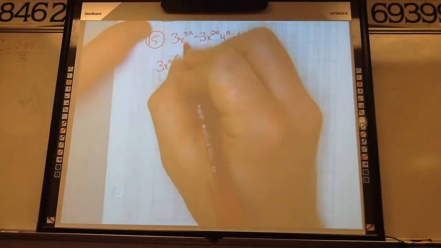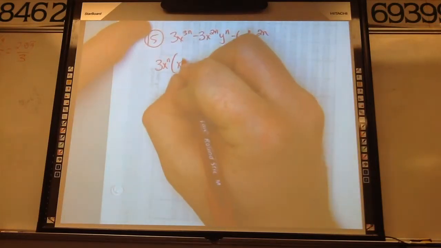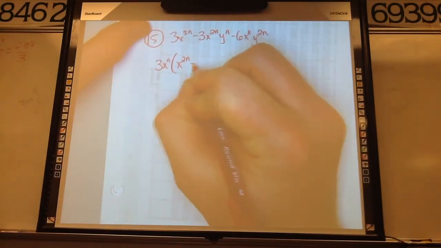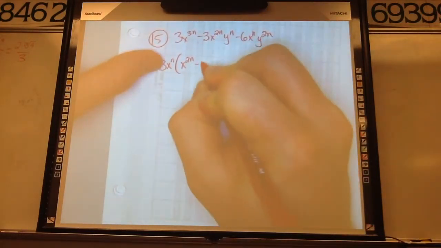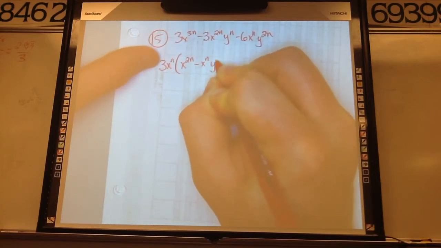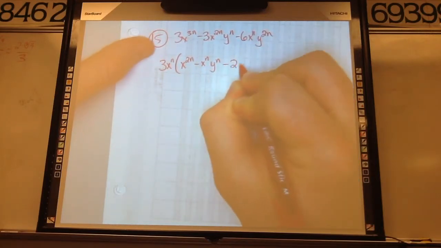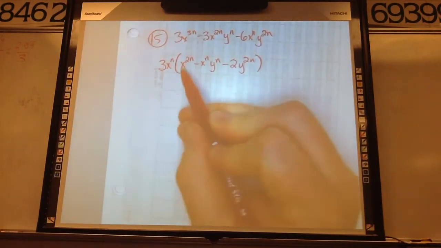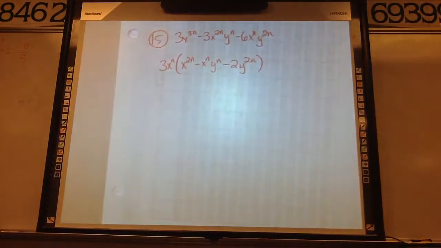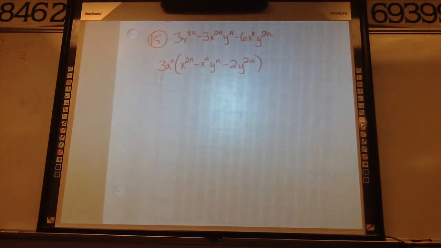So that's 1x to the 2n minus 1x to the n, y to the n minus 2y to the 2n. And so it's x squared, xy, y squared. Should that look familiar? If I said that at the beginning of class, a squared, ab, b squared, that doesn't sound familiar. Does it sound familiar now? Yeah, it's negative 2 and 1.